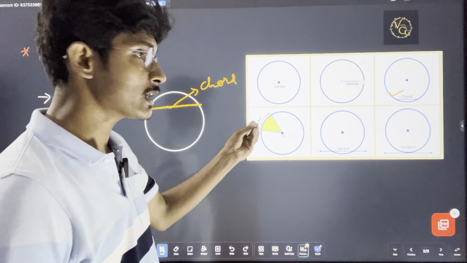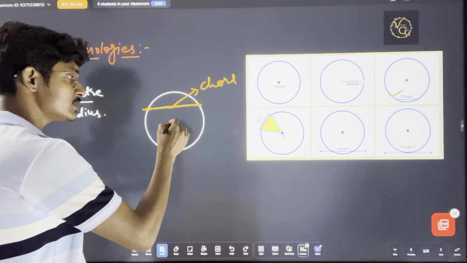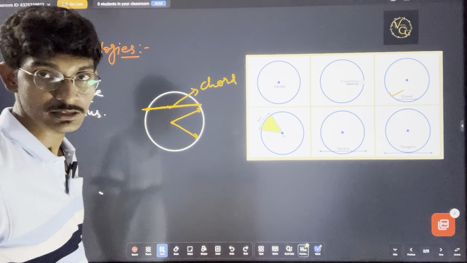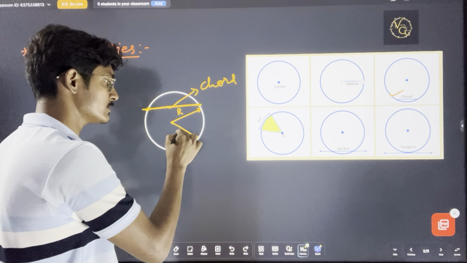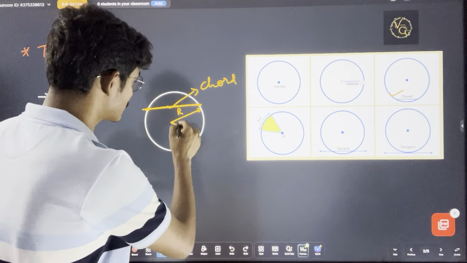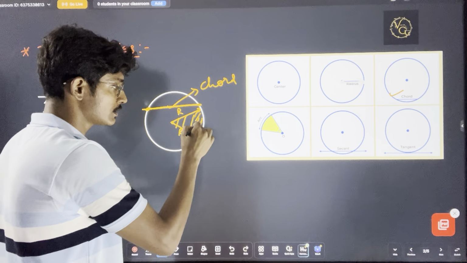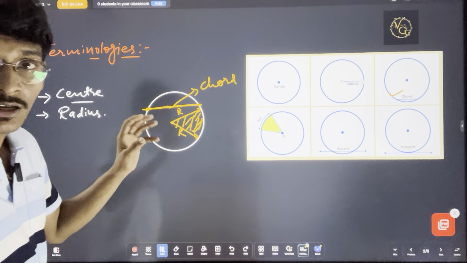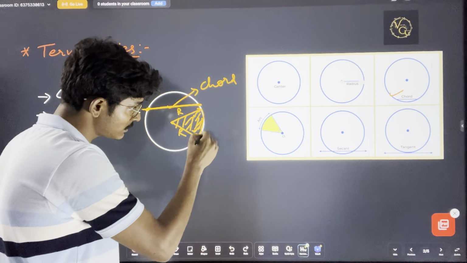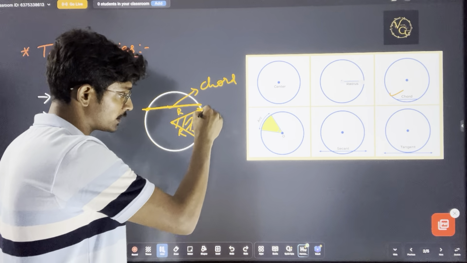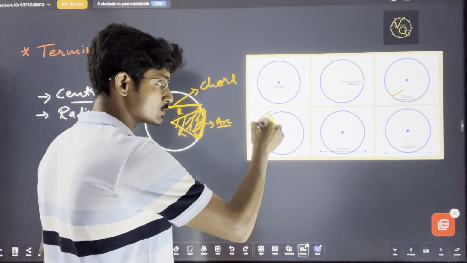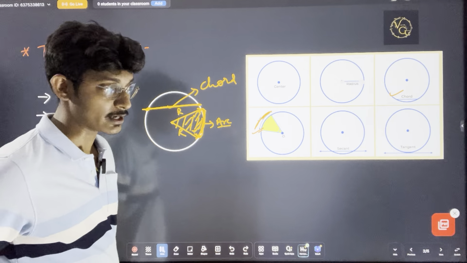Now the another thing is arc, okay. So if we draw any two lines from center to the circumference, okay, the radius, if we draw two radii, then it will form some part of the circle, right. So this part, okay, is your part of circle, but the part getting formed on the circumference, this part is known as arc. This is the same thing that has been shown here, right. So this is your arc.